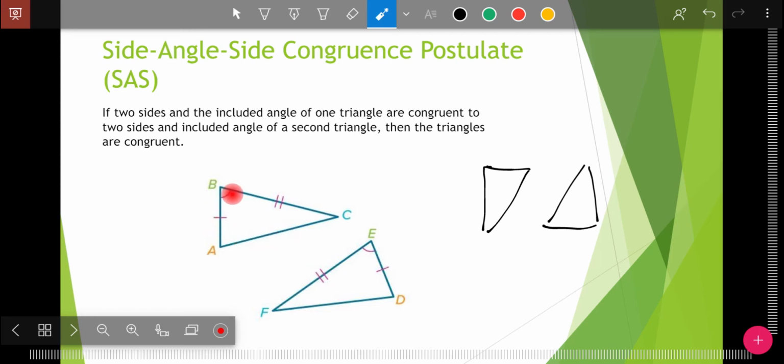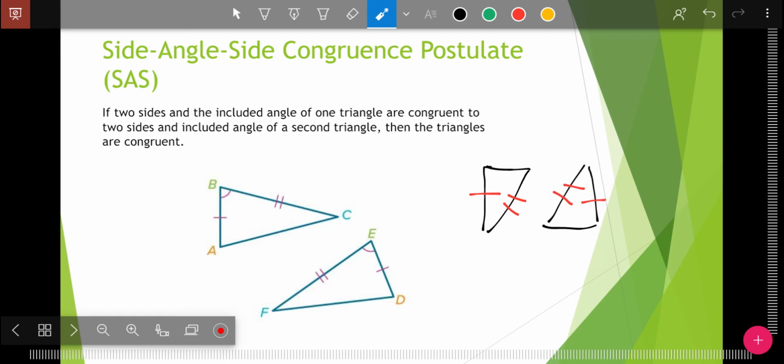All right, so side, angle, side, and it doesn't matter which way. This side matches with this side, the angle in between them, and then the sides here. That's called the angle between them. They use the word included. So if two sides and the included angle of a triangle are congruent to two sides and the included angle of a second triangle, then the triangles are congruent. Let's mark it up and demonstrate it here. If I have this side congruent to this side, and this side congruent to this side, then what angle do I have to have? Do I have three angles to choose from?